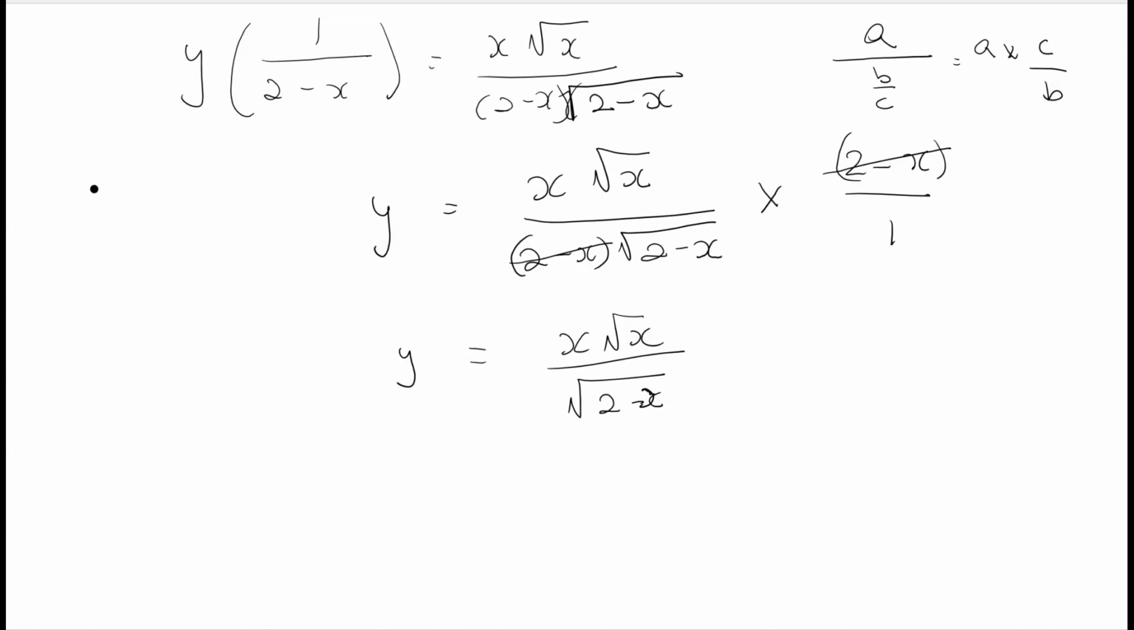That's y. I didn't want y at all. I wanted it to be y squared. So what I need to do is I need to square every single term. So then I'm going to say y squared equals x squared. Now root x squared is x, and root 2 minus x squared is 2 minus x. If we tidy the top line, we get that. Bingo! That's exactly what we wanted.